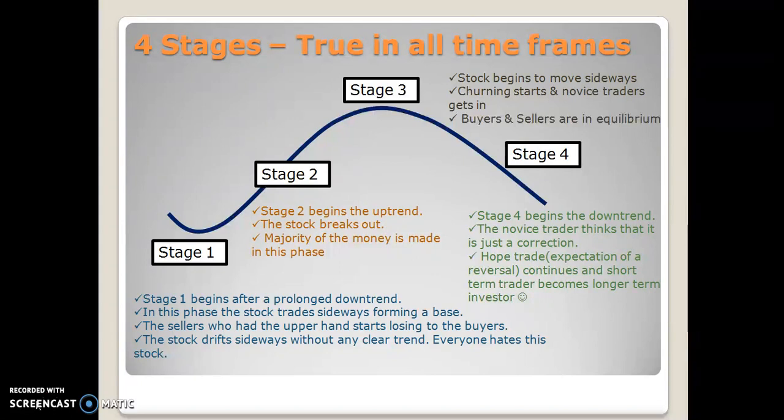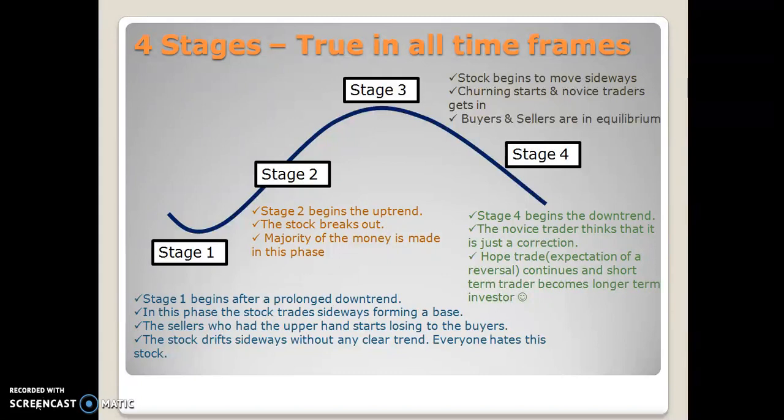Now as we reach stage 3, the stock begins to move sideways. Sudden spikes might be observed with very low volumes. Churning starts, that means the stronger hands start leaving this counter and novice traders get in. Generally buyers and sellers are in equilibrium at this stage.